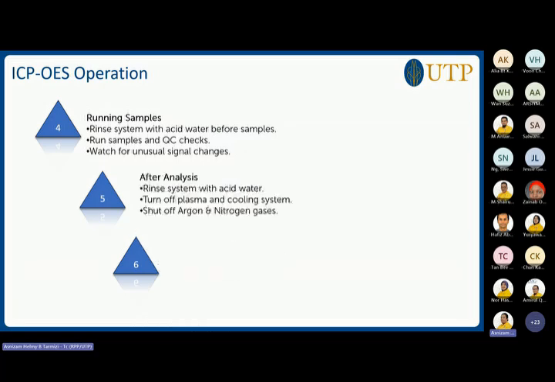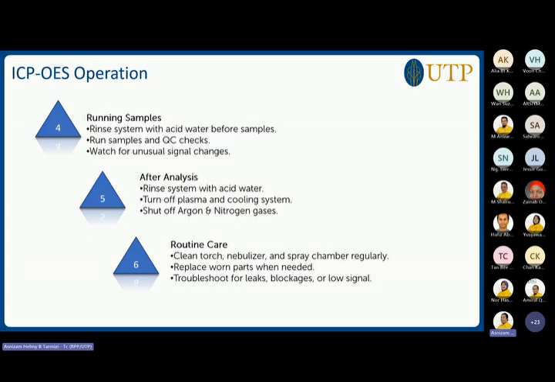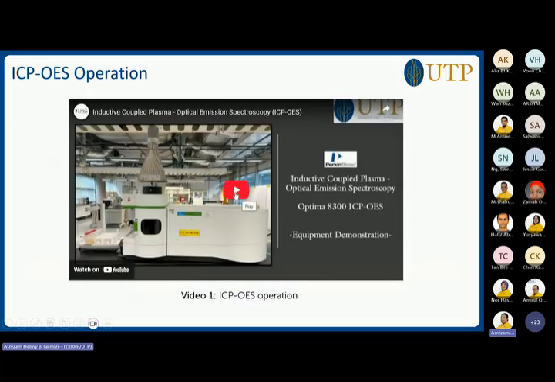Number 5, after analysis, rinse the system with the acid water, turn off the plasma and cooling system, shut off the argon and nitrogen gas. And then lastly, routine care: clean torch, nebulizer, and spray chamber, replace worn parts when needed, troubleshoot and dig blockage and low signal. This is the video on how ICP OES operation.